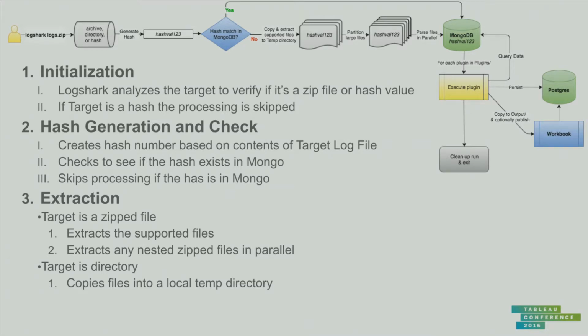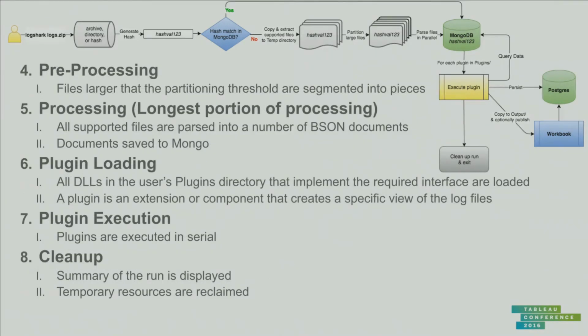Once that's done, and as long as we don't get a matching hash within Mongo, we'll start the extraction process. For zipped files, that means we actually go through and unzip them, and we do this in parallel for anything that's nested. For anything that's a target directory, we just move it over to the temp folder and run everything off of that. Once that's done, we go to pre-processing.